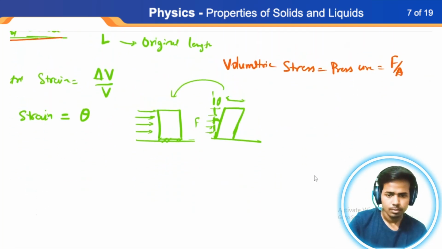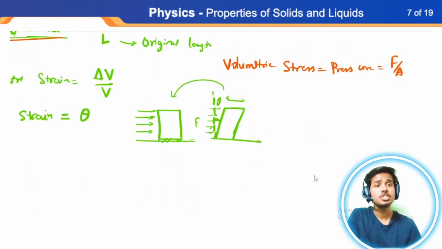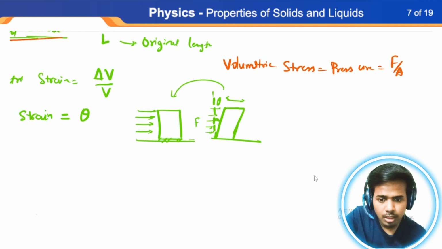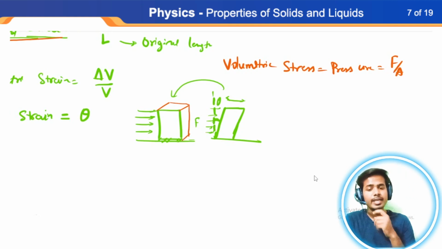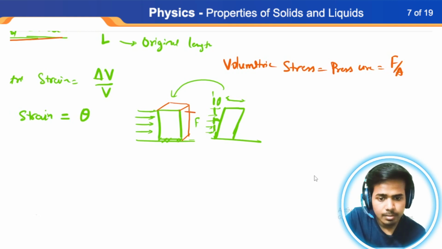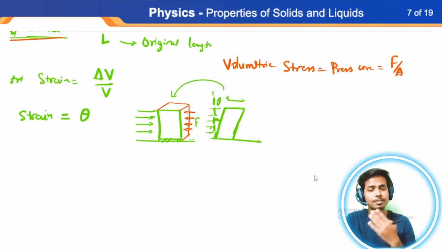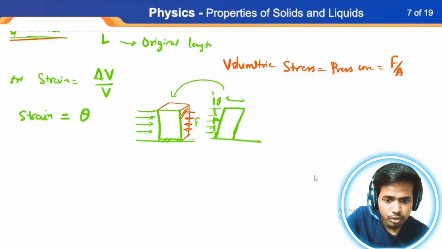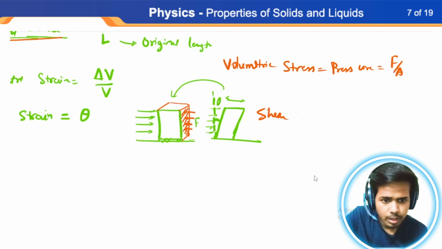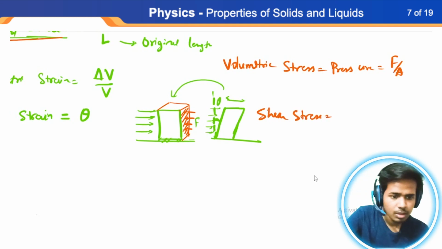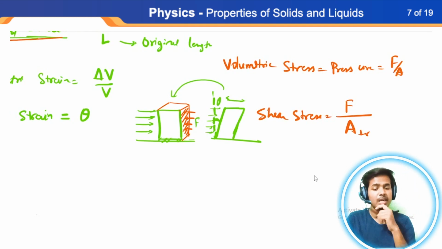In this case, it will again be F by A. But which side should we choose? Let me make this diagram more 3D-like so that you are able to visualize. Yes. Now, which side are we going to divide by? Of course, it will be the side which is perpendicular to the force. Only on that face itself, the whole force is getting distributed, right? So we will take this area. Yes, shear stress is equal to force by area perpendicular. Area perpendicular means perpendicular to the force.